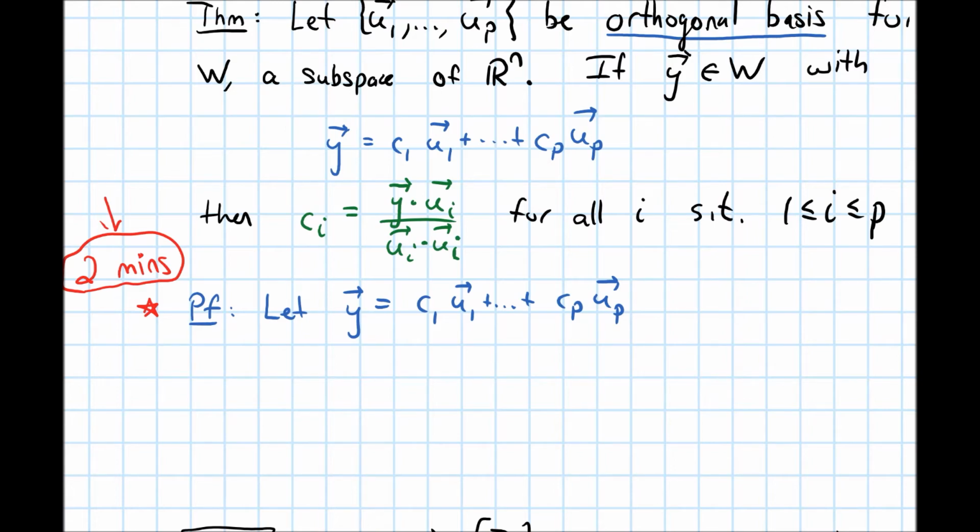So 4, 3, 2, 1, pause the video. Pause the video for about 2 minutes and try this. Try to continue the proof in the same sort of way.